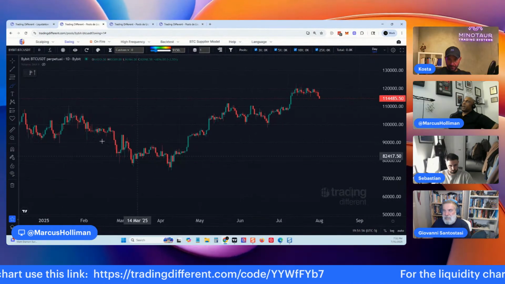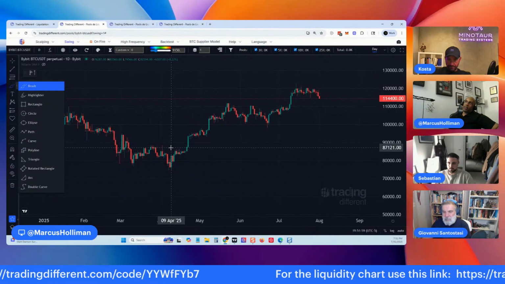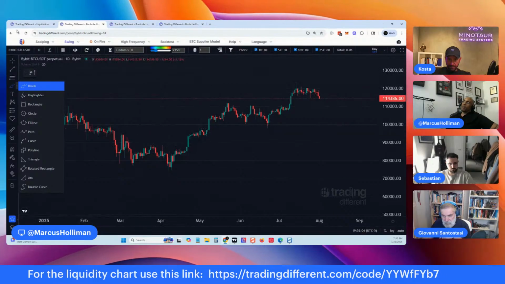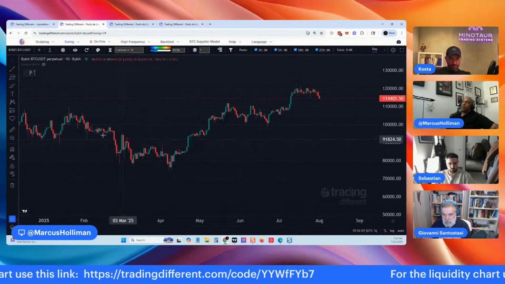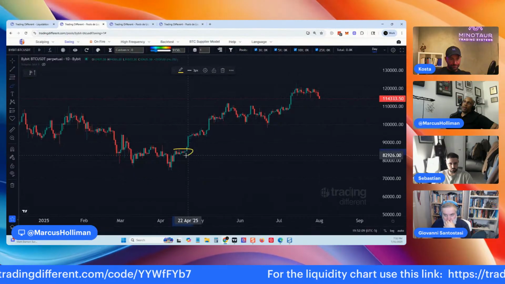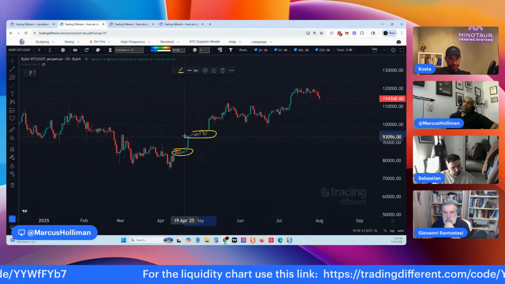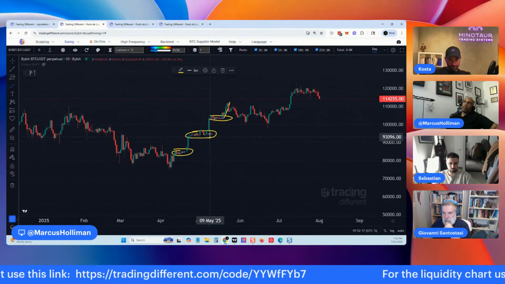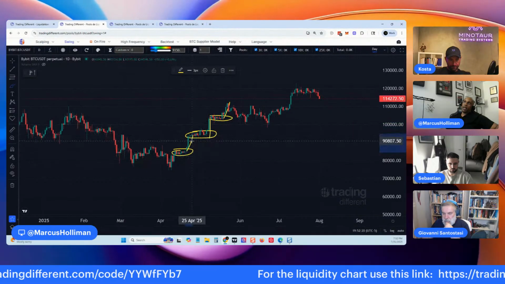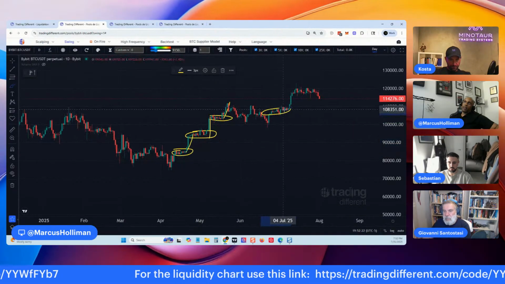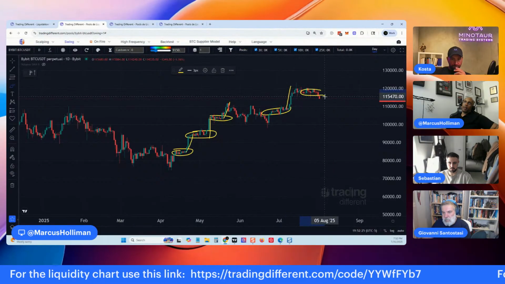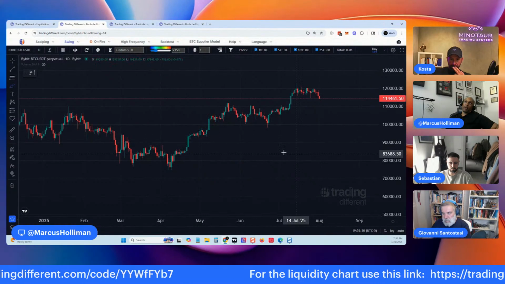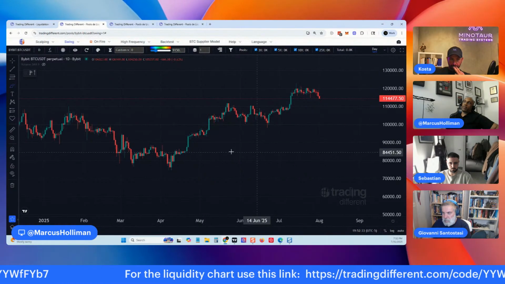All right, so what we've been having is, since the institutions have come in here, the ETFs, we're getting a different behavior than we used to get in Bitcoin. We're getting very clear accumulation zones where we accumulate and then we displace, accumulate and displace, accumulate, displace. Okay, and I love this pattern. This is Christmas for me.